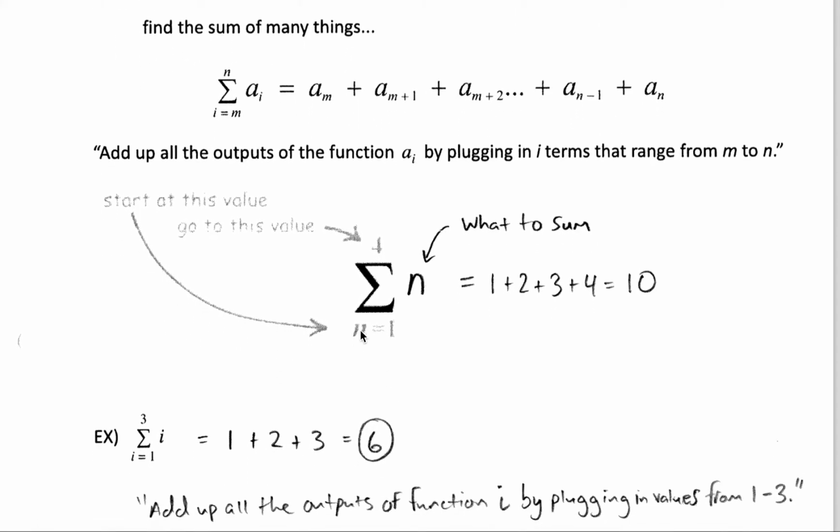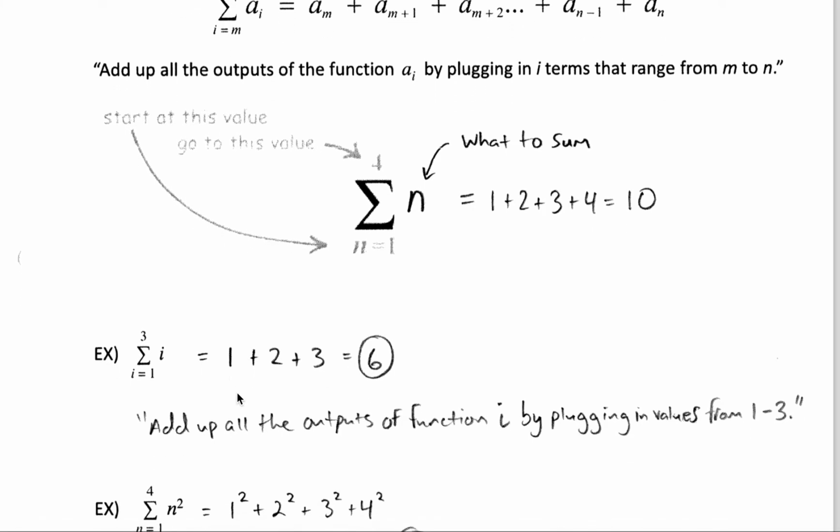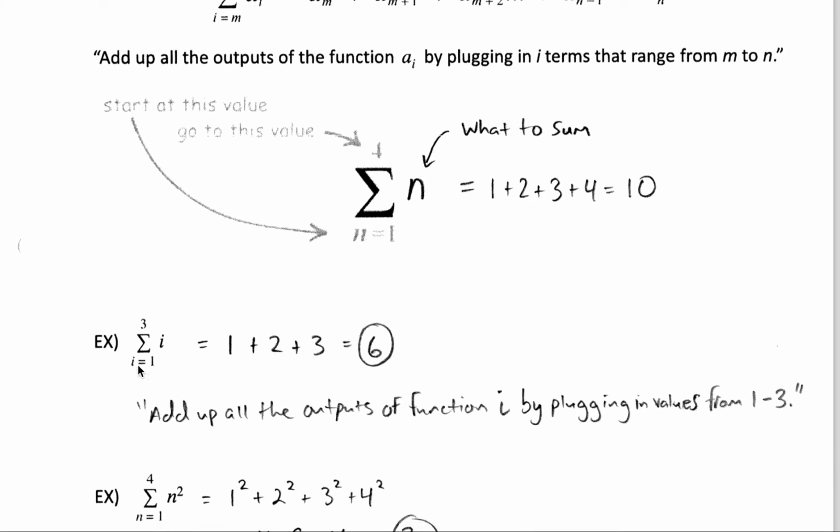Sometimes the variable letter can change. As long as the variable in your index matches the variable in your equation, it doesn't matter what letter we're using. So here we've got an index starting at 1, or our interval is starting at 1, and it's counting up to 3. And we're just going to do a little linear function here. So we're just going to plug in 1, 2, and 3 and add them together. So adding the outputs of that function by plugging in numbers from 1 to 3.